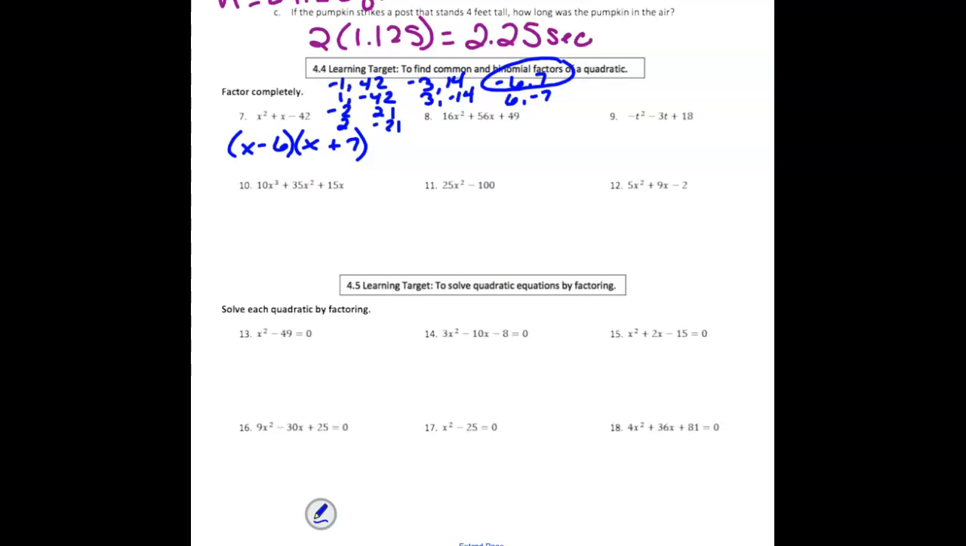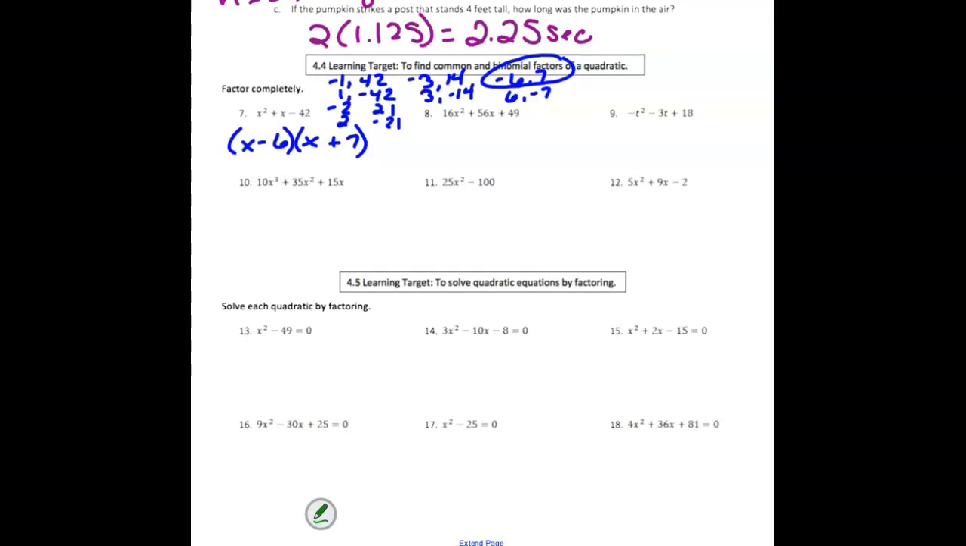All right, question 8. We have 16x squared plus 56x plus 49. We have a couple different ways that we can split up our 16x squared. We could do 16 and 1, we could do 2 and 8, we could do 4 and 4. Notice that the first term is a perfect square, and so is the last term. So seeing that, I'm going to check to see if this is what we call a perfect square trinomial, and look at how we can split those up into equal pieces.